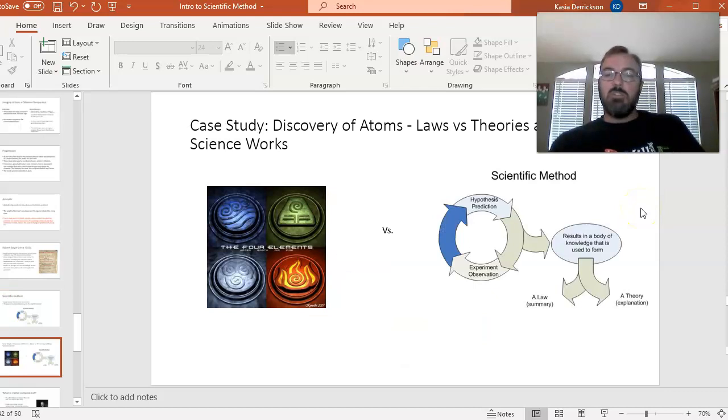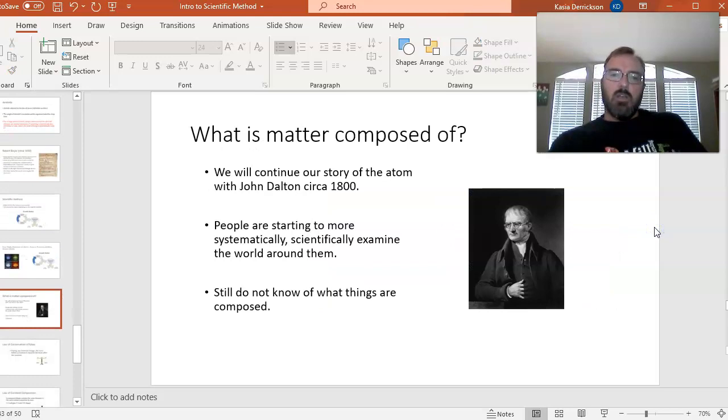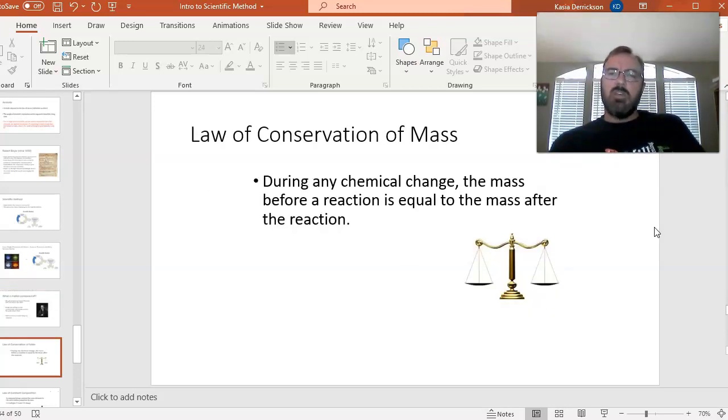But this process continued on until we had a couple of laws that people eventually figured out. What I normally do is set up this little versus, right, the four elements versus the scientific method. And let's see how this works out. Well, John Dalton was the guy who eventually put these pieces together, and he put them together to make a theory that explained three laws. So let's look real quickly at those three laws, because we're going to go into them in a little more detail later, and just see how he did this.